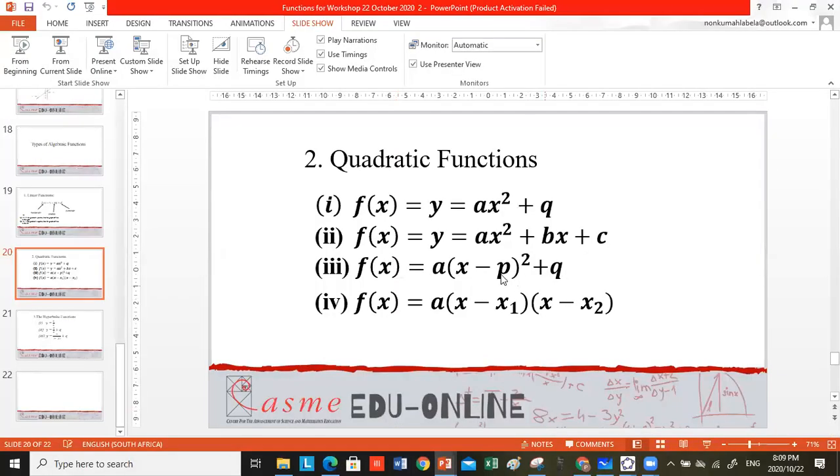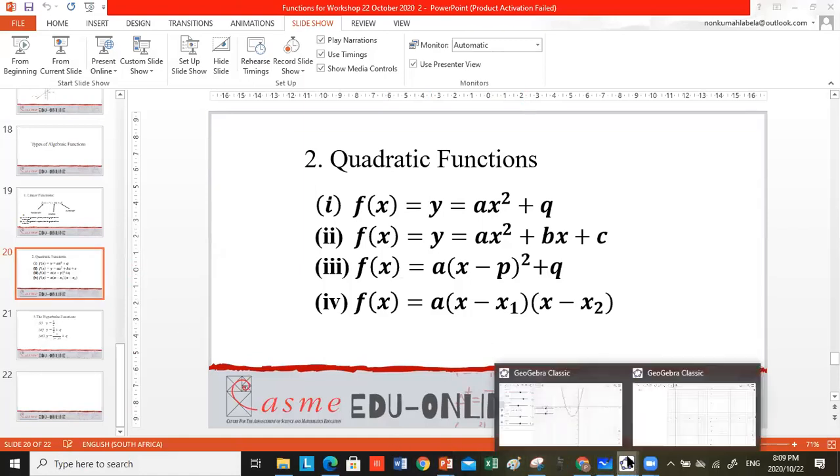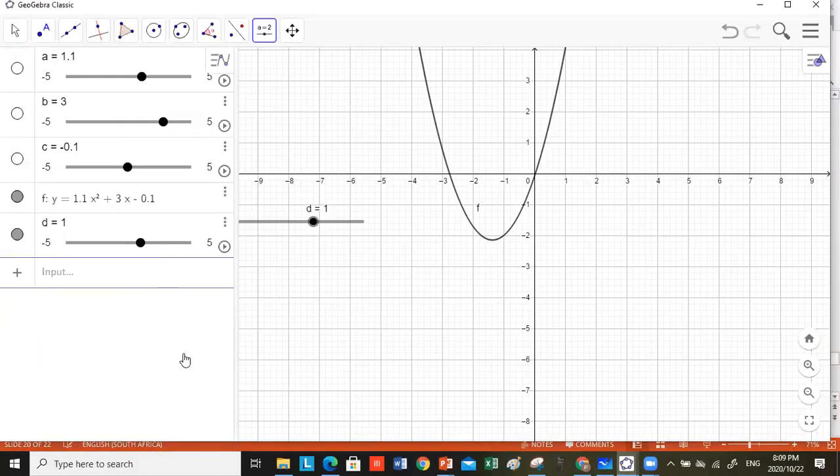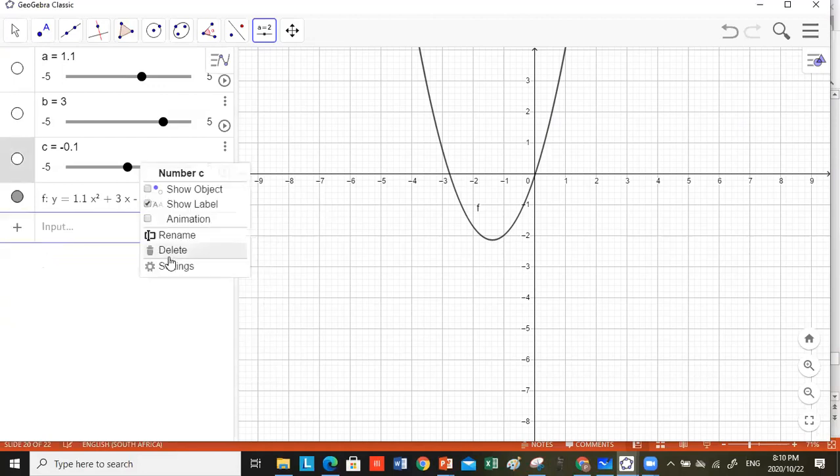Okay, let's check this one. Y equal to that. Let's go back to this function. Let us remove all this so that it doesn't get in our way.